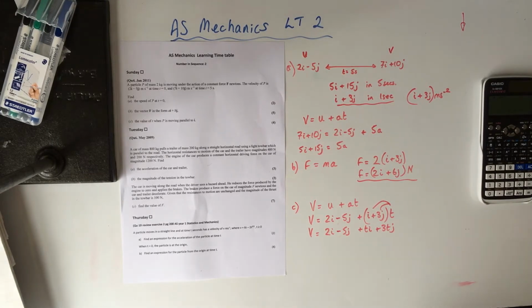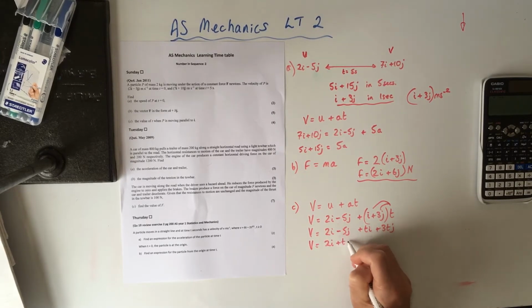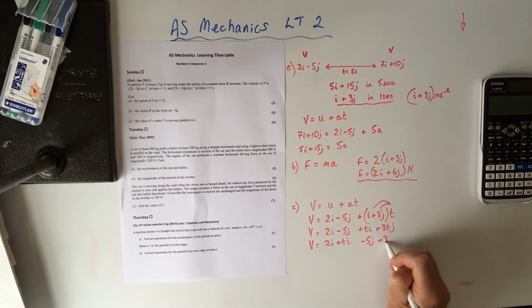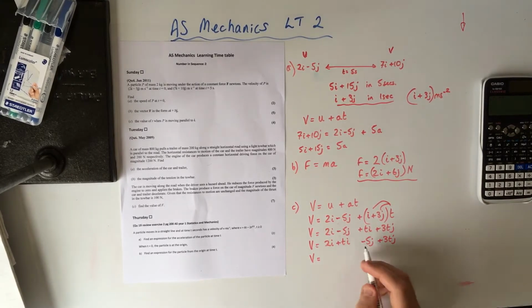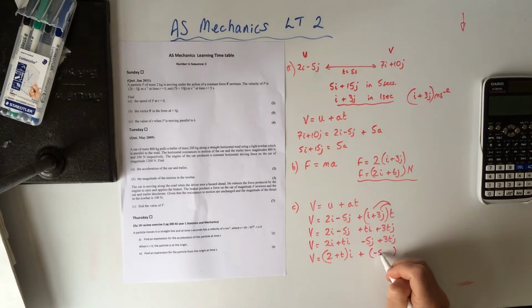Okay. So I've multiplied this out. Now I'm going to get all my i's together. So I've got 2i plus ti, and I get all my j's together. So I've got minus 5j plus 3tj. Now if I factorise it for i, I get 2 plus t i, plus, and if I factorise it for j, I get minus 5 plus 3t.